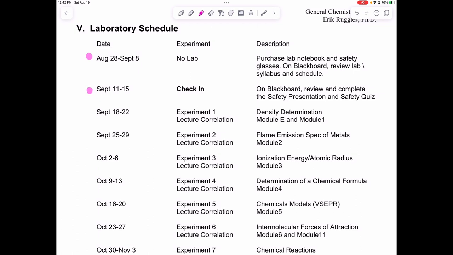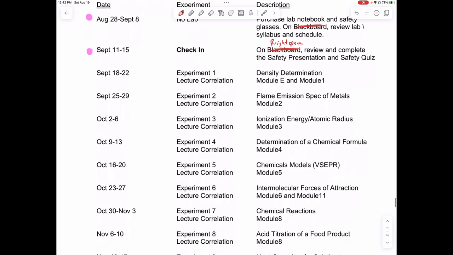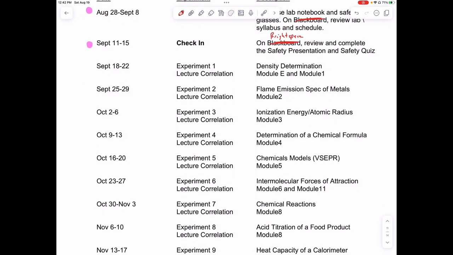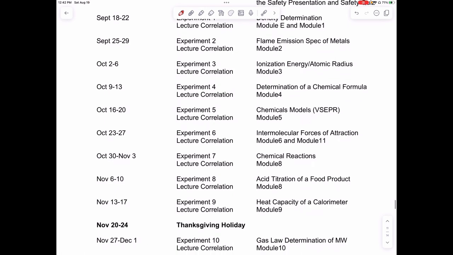And that'll all become more apparent because we will be posting not on Blackboard, but on Brightspace, all of that information for you. So you'll see that as courses within your Brightspace link. But here's the experiments that we'll do and what they conform to in terms of the modules.